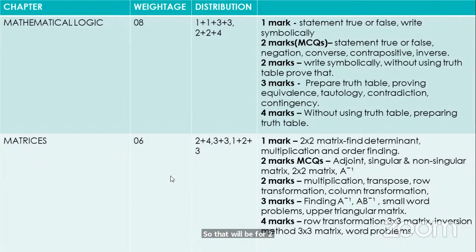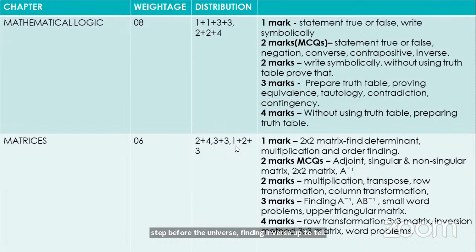Now matrices, the next chapter, has a weightage of 6 marks. As compared with logic, its weightage is less, so you only need to do the important things. It may be 2 plus 4. They may ask one big word problem for 4 marks and one small example. Either they will ask you to find the adjoint of the matrix, only the half step before finding the inverse, up to that step.